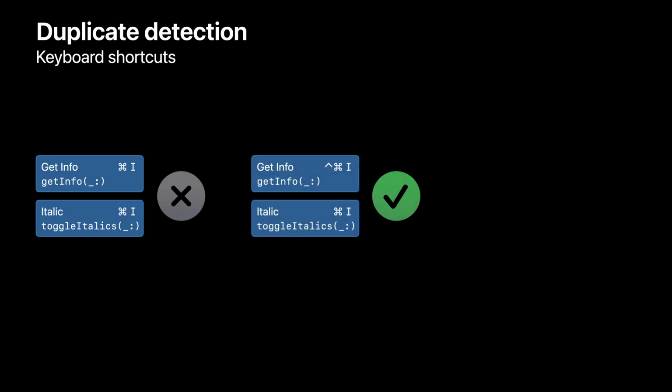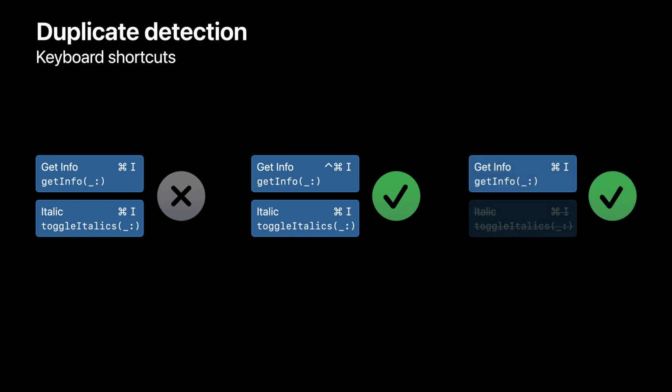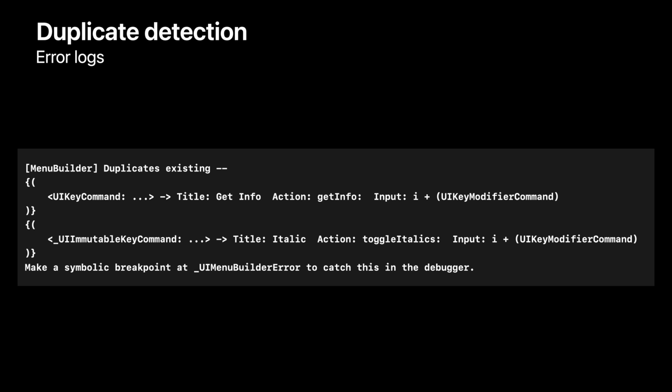Once again, there are two solutions. The app can change the getInfo shortcut to something that doesn't collide with an existing shortcut, such as Control-Command-I. Alternatively, the app can tell the builder to remove the text-style commands if they're not needed. If an insertion includes a duplicate, then UIMenuBuilder fails that insertion and logs an error in the console showing either the duplicated key commands or the shared identifiers. If you're finding your insertions aren't appearing, chances are there's a duplicate somewhere. So look for logs like this in the console.